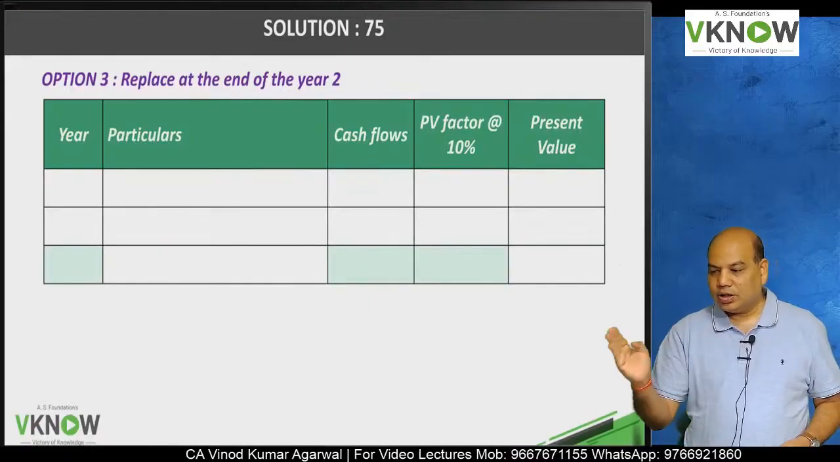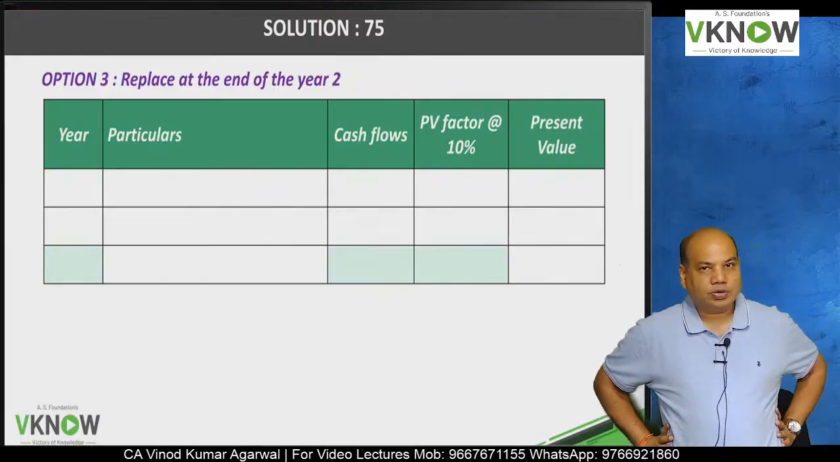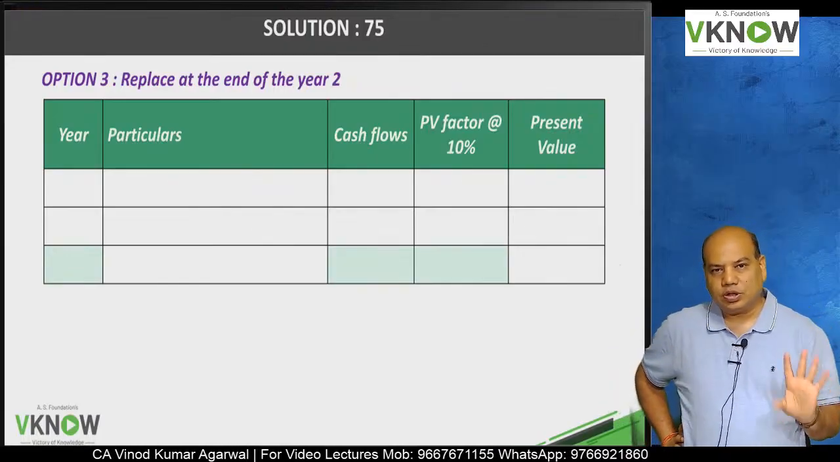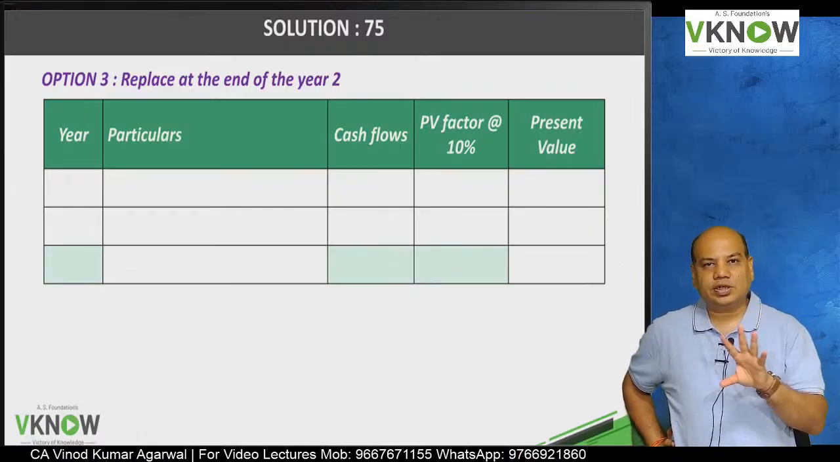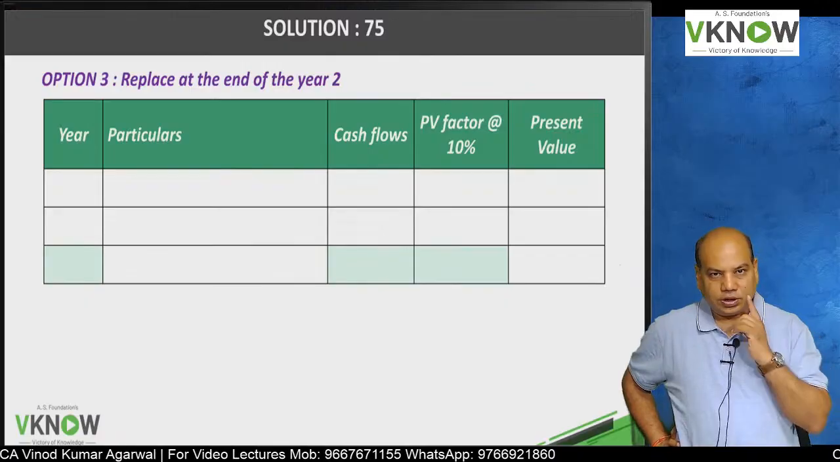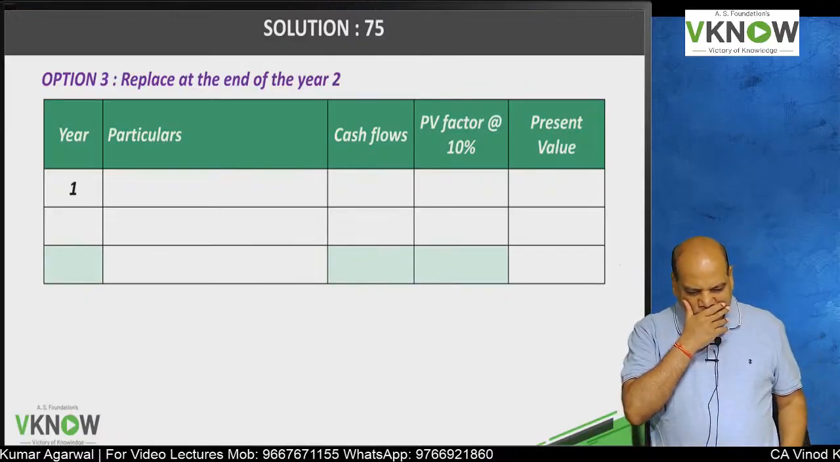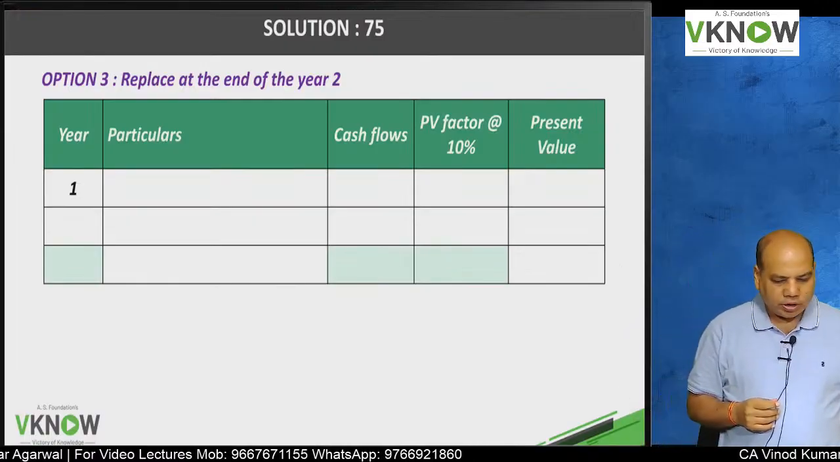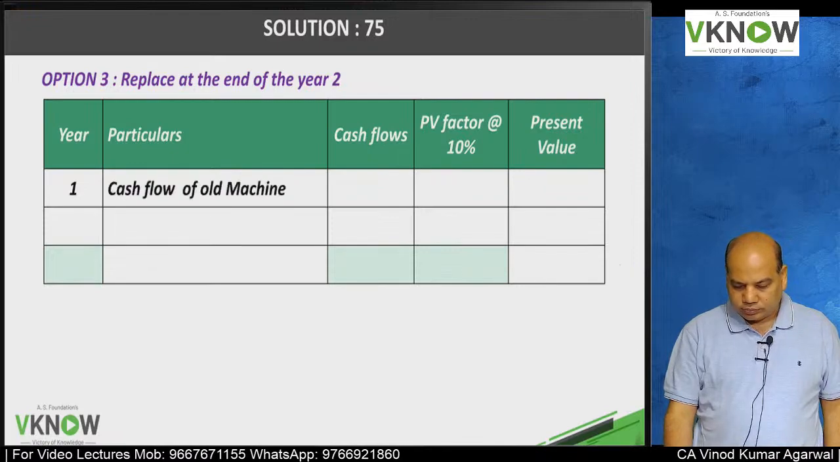Option 3, replace at the end of year 2. Replace at the end of year 2 means you will use the old machine for 2 years. So whatever cash flow the old machine will generate in 2 years, you will consider. Draw the table.